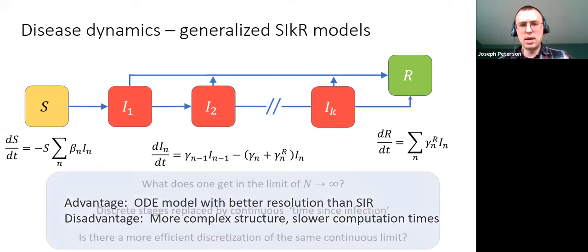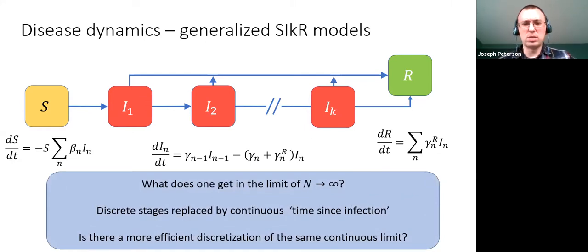Okay. But here's the question that naturally arises: what does one get in the limit of n going to infinity? Now, clearly, you would never do calculations with this model with n going to infinity, but just as a thought experiment, what happens is that it converges to something that is continuous, basically. The discrete stages are replaced by a continuous coordinate of time since infection. So rather than moving from stage 1 to stage 2 to stage 3, your infection continuously ages from 0 days since infection to 1 day since infection, and so on.